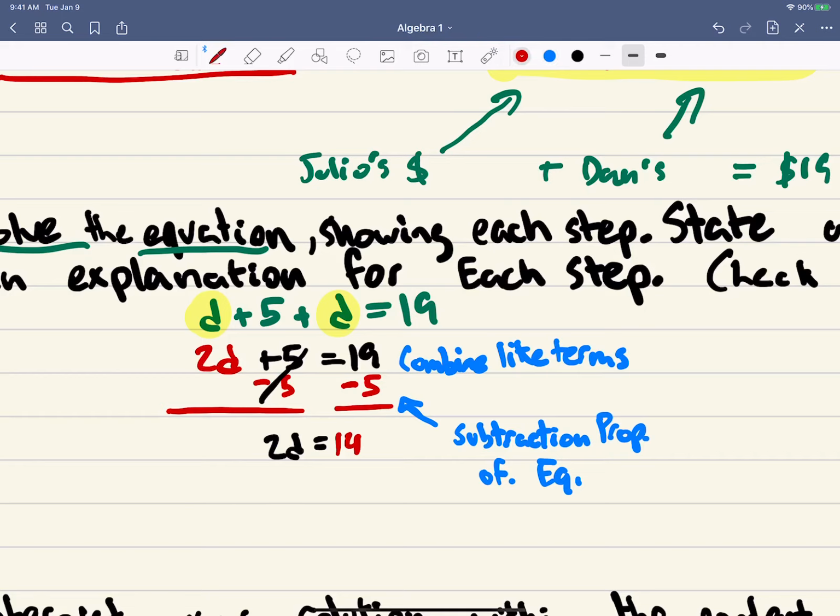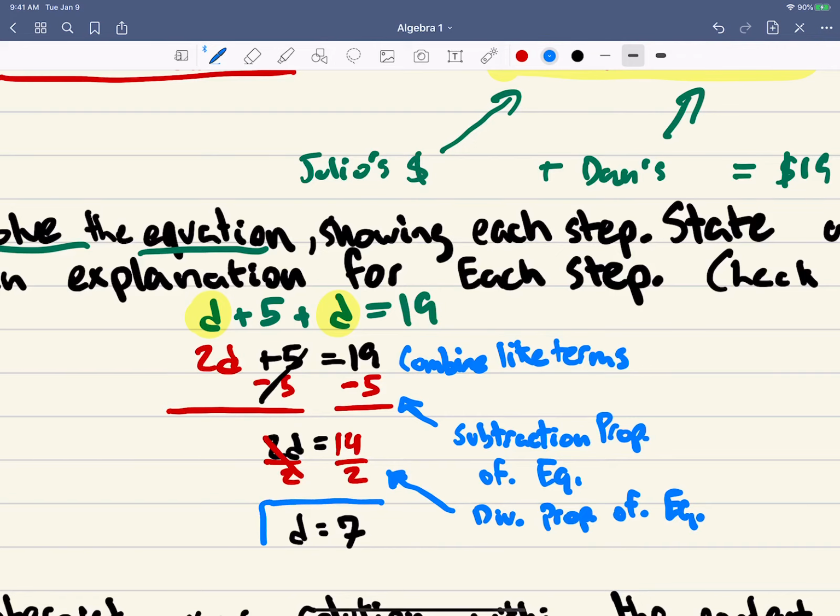Right? And then our next step, we want to get rid of this 2, so we're going to divide both sides by 2. That's going to go away. And we're going to get D is equal to 7. Now, when we divide both sides, that's going to be the division property. So that's the division property of equality. All right, so that's our answer.